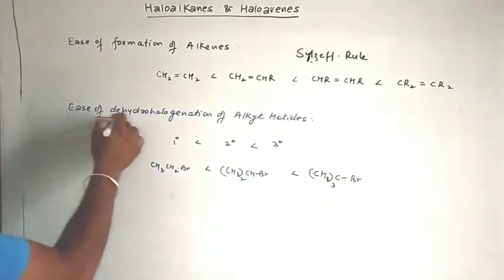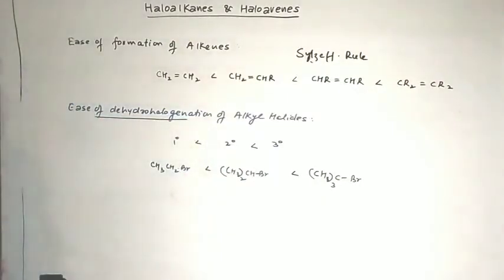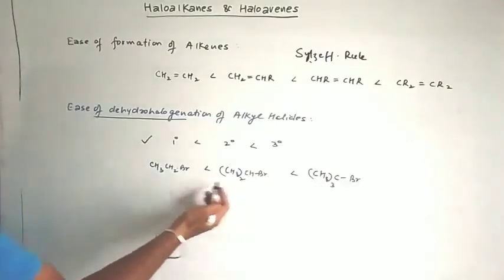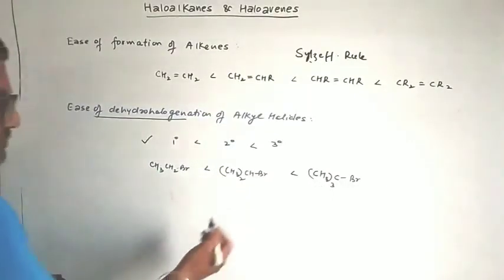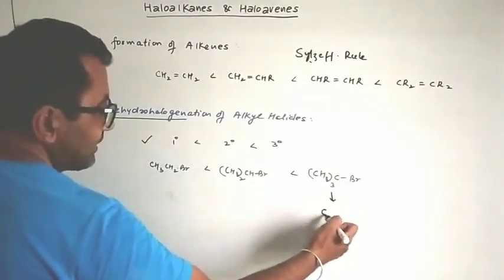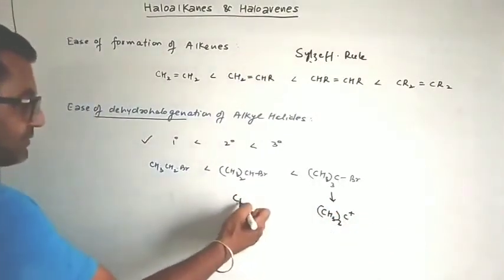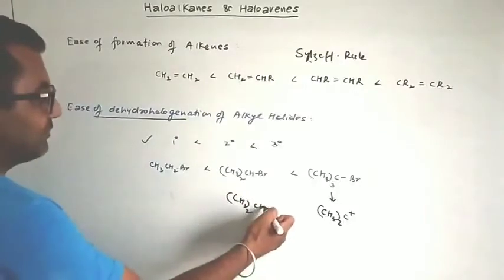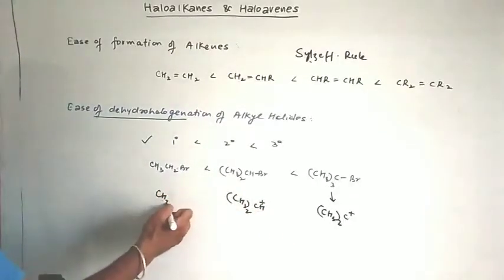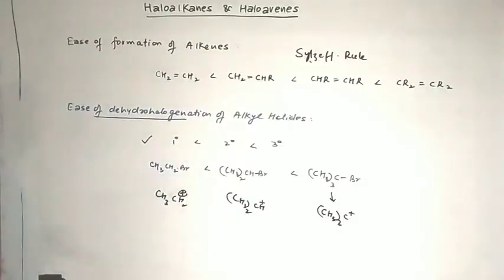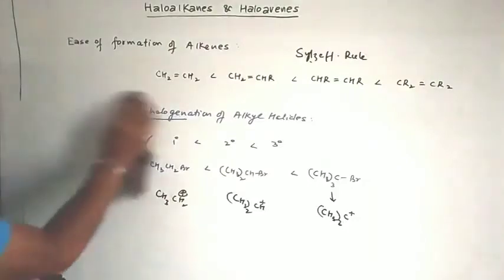Second is the most important, the ease of dehydrohalogenation. Ease of dehydrohalogenation of alkyl halide follows this order. Like your tertiary butyl bromide, secondary butyl bromide, simply ethyl bromide. So more means 3 degree alkyl halide, that will give you the 3 degree carbocation. 2 degree alkyl halide will give you 2 degree carbocation, and 1 degree will give you 1 degree. So it depends upon the carbocations. This is the ease of formation of alkene and ease of dehydrohalogenation.